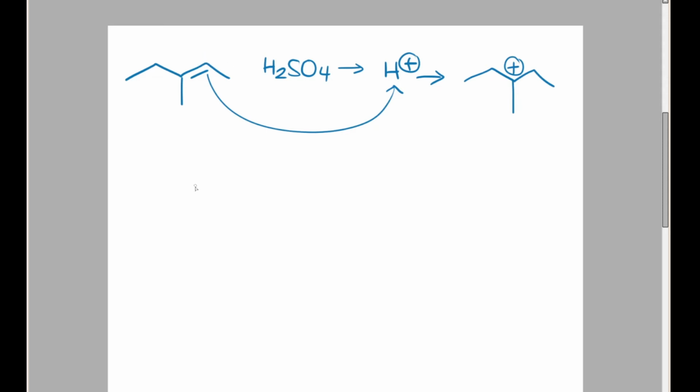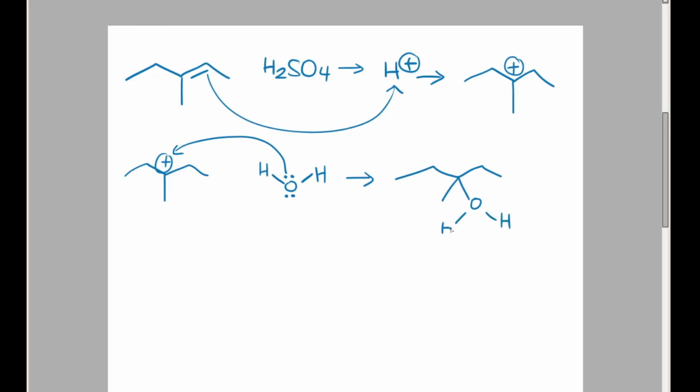The next thing that's going to happen is we're going to go back to the other reagent, which is water, and water is going to react with this carbocation. This oxygen atom has a lot of lone pairs, so it's highly electronegative, and it wants to bond with the carbocation, so it's going to do that, and you'll get some intermediate that looks like this, with the positive charge transferred to the oxygen atom.